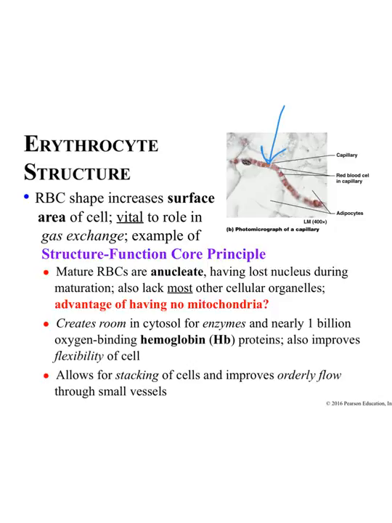Mature red blood cells do not have a nucleus. That's what anucleate means. Part of the maturation process, they just lose it. It also does not have most other cellular organelles.